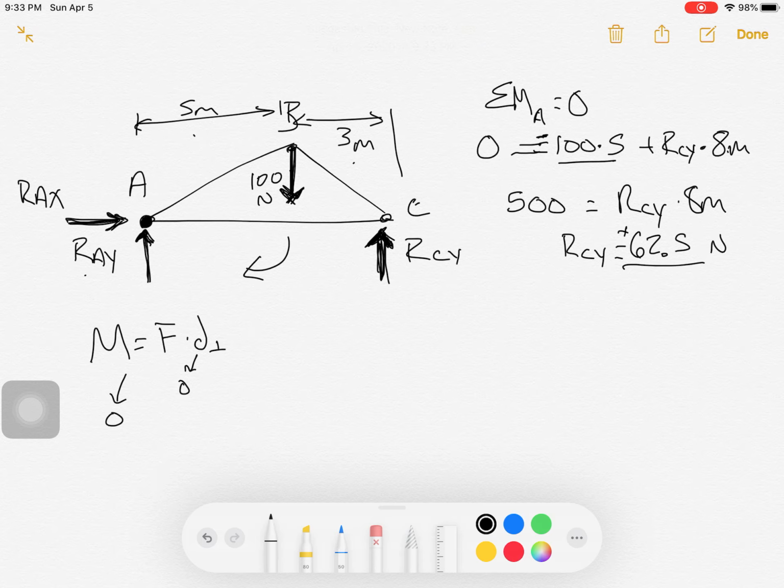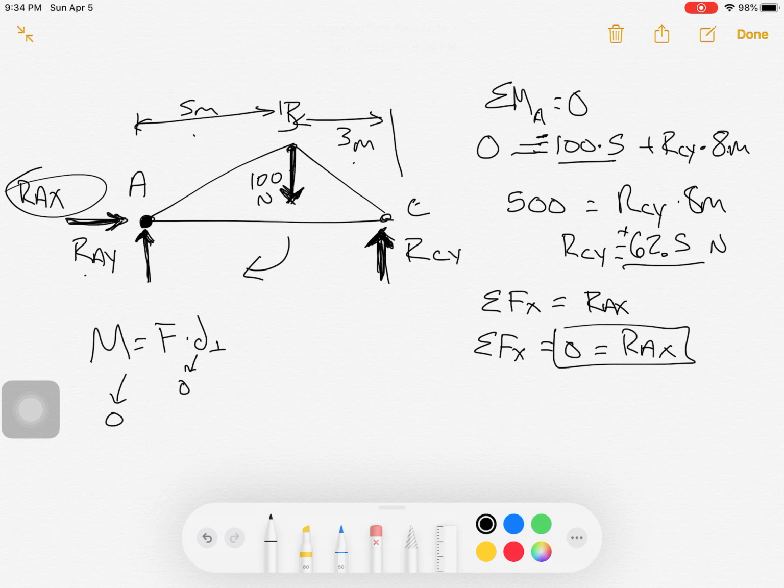Next, I'm going to take my sum of forces in the x direction. In this case, my only force in the x direction is RAX. And I know my sum of forces in the x direction equals 0, which is also equal to RAX. So RAX has to equal 0. So that makes sense. So let's go ahead and just write these in here. RCY, 62.5, and 0.